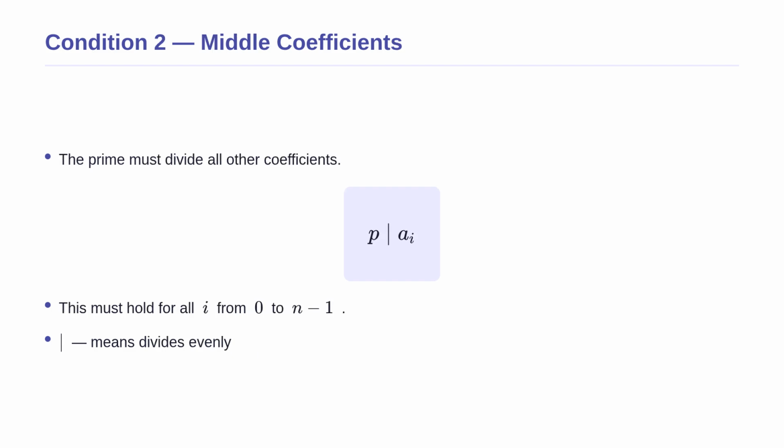Moving on to the second condition, we look at the rest of the polynomial. This formula tells us that our prime p must perfectly divide every single coefficient, from the constant term at the end all the way up to the term just before the leading coefficient. The vertical line here means divides evenly. This is the core of the scanner. You must check every single middle and end term. If even one of these coefficients is not divisible by your prime p, the entire test fails for this prime. It is a strict checklist, and every box must be ticked.